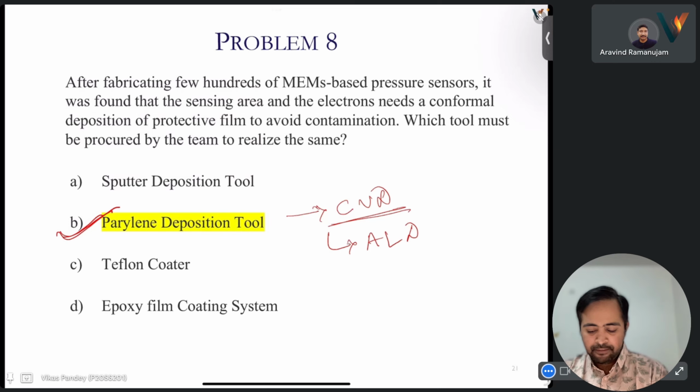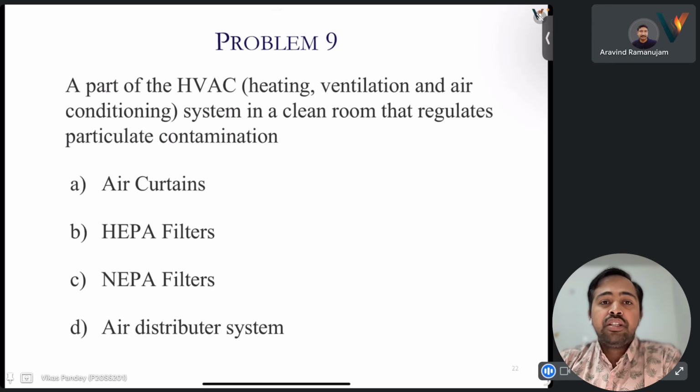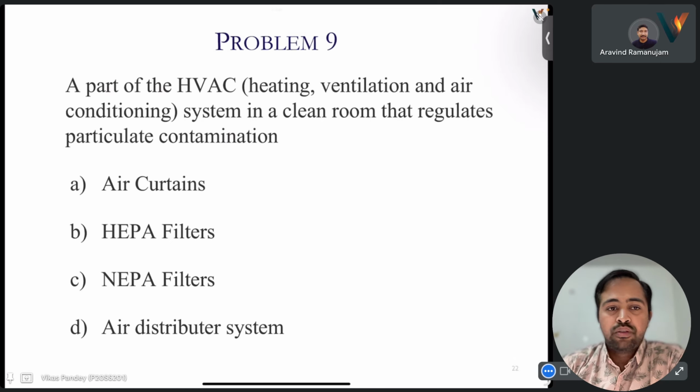Clear? Okay, sir. A part of the HVAC, heating, ventilation, and air conditioning system in a clean room that regulates particulate contamination. This is something we have been discussing from the first class itself, that is about clean rooms. So, which of these is used to regulate the particulate contamination? Air curtains, HEPA filter, NEPA filter, or air distributor system?